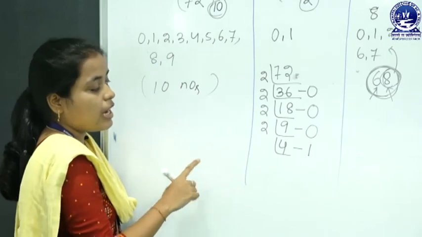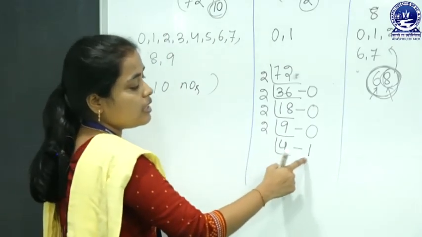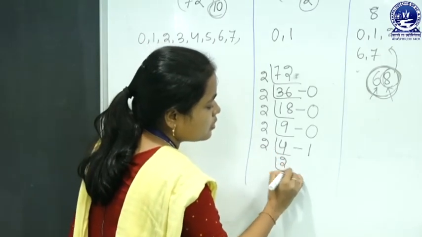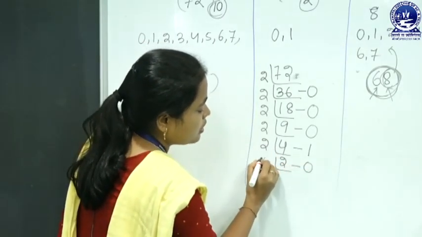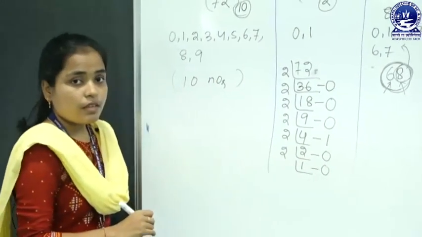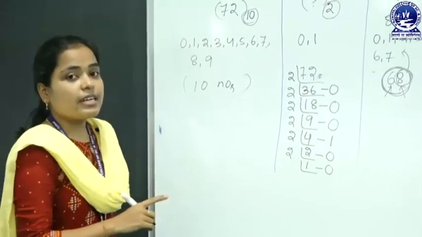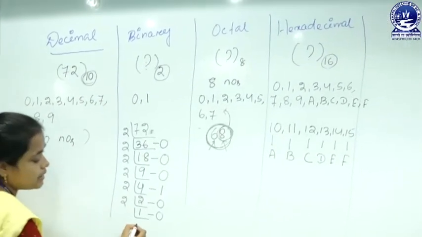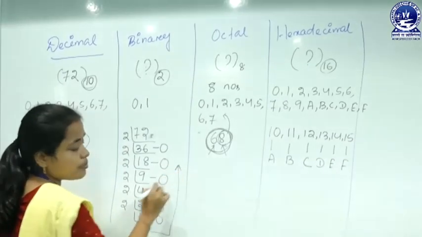How many values remain? It is 1 value that remains. Then by 2, that is 0, then by 1, that is 0. Okay. But how will you write that binary number? You have to write from bottom to top.